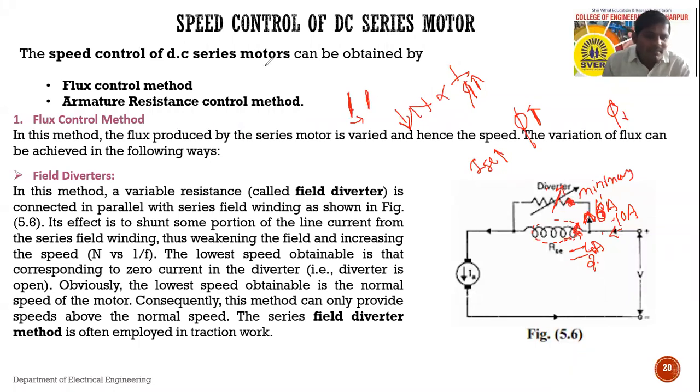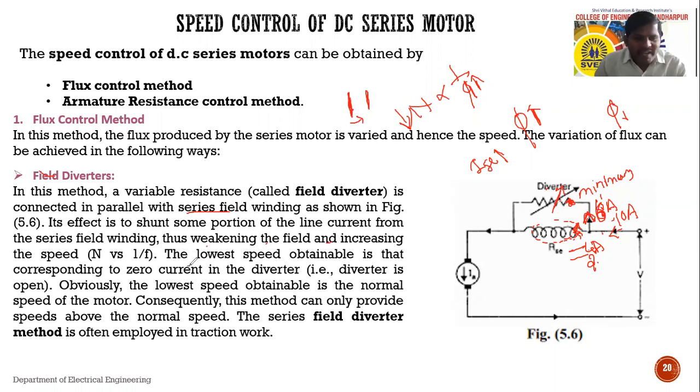So we will see here in this method a variable resistance, we can call it a field diverter. It is connected in parallel with the series field winding as shown in the figure. Its effect is to shunt some portion of the line current. Some portion of the line current should flow through the shunt path. That means we are weakening the value of the field, or increasing the speed. We can increase the speed by weakening the value of flux.